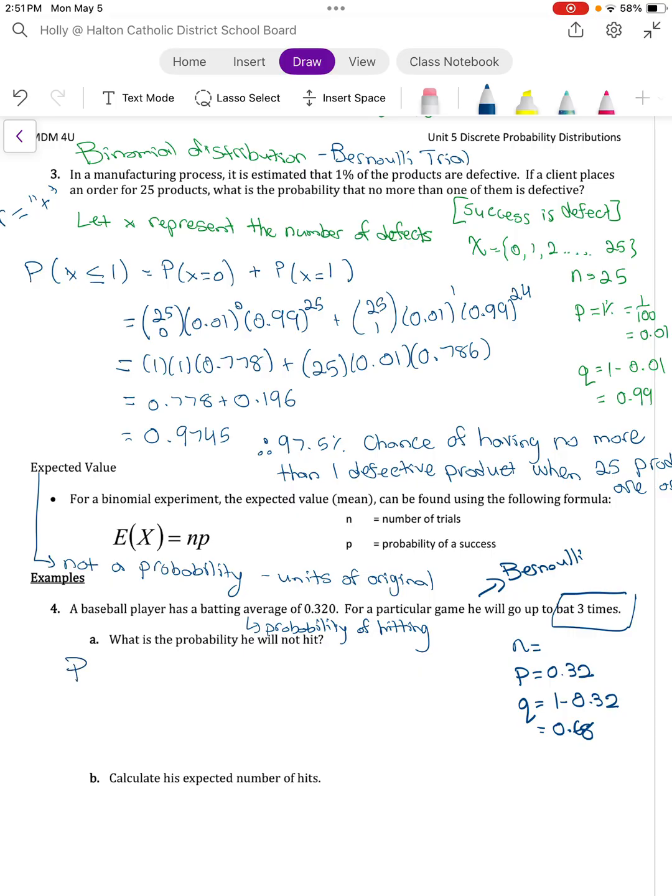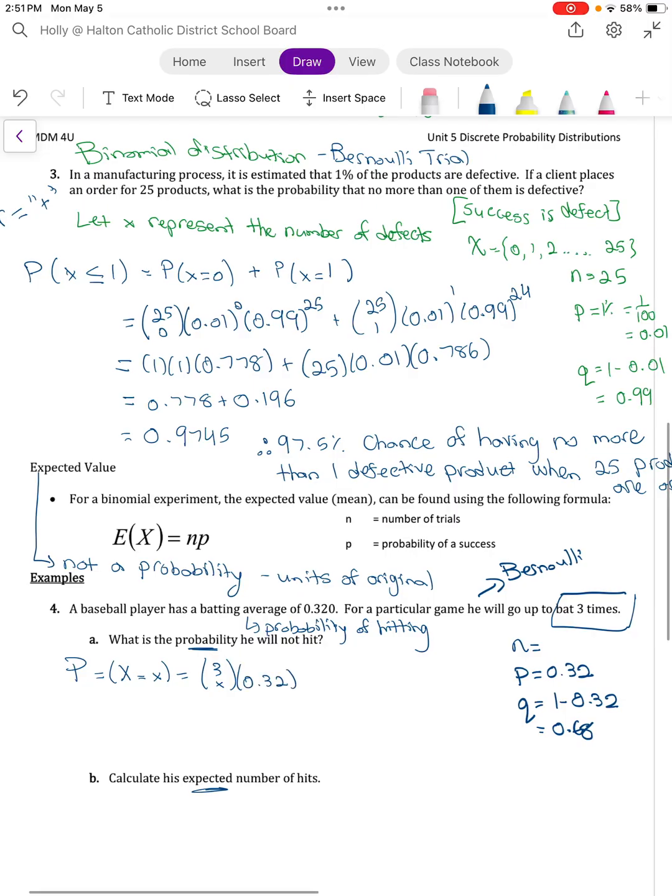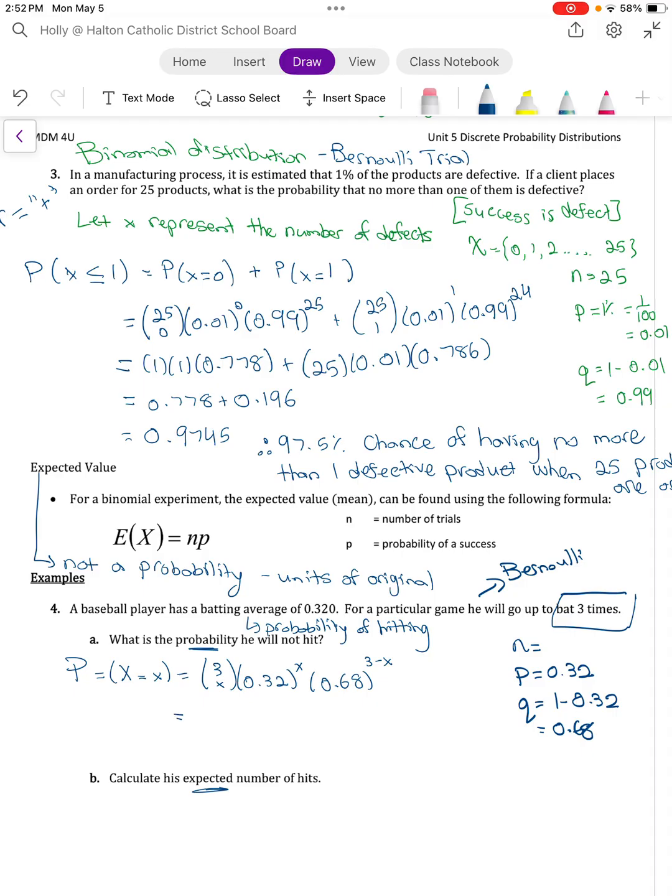So we're going to use our formula, P of X equals X. We're looking for the probability here, not the expected value, that's next. The probability is 3 choose X, our success is 0.32 to the exponent of X, not being successful, 0.68 to the exponent of 3 minus X. So what is the probability that he will not hit? Not hit means he's got no hits, so that's P of X equals 0.